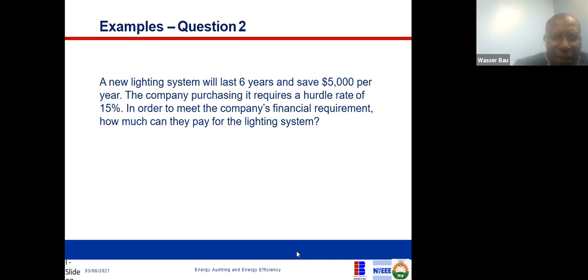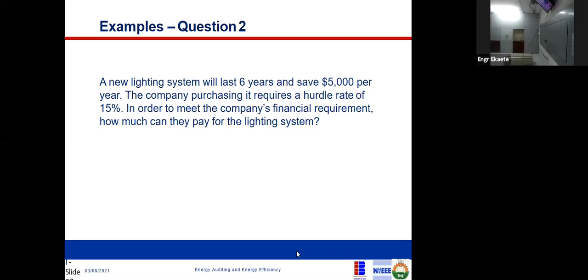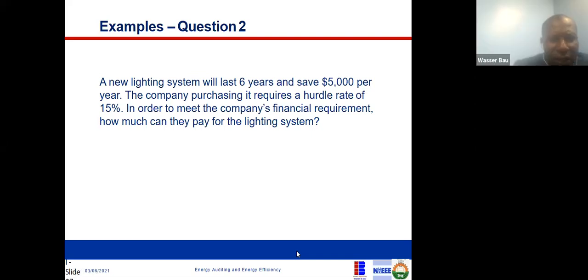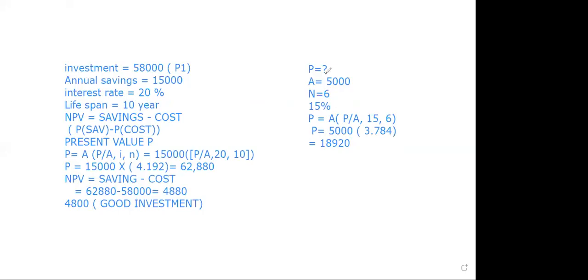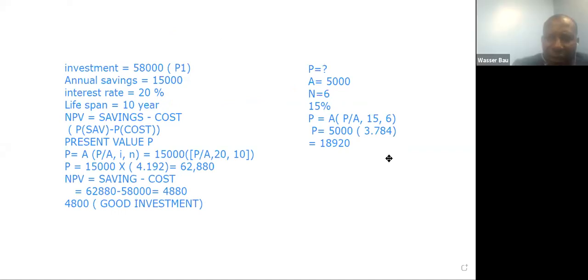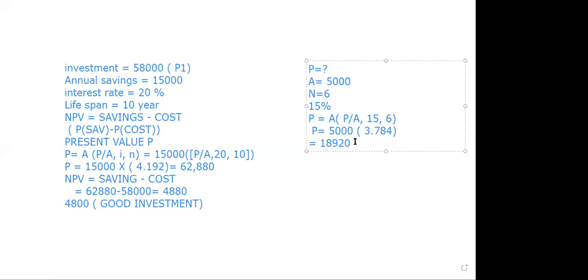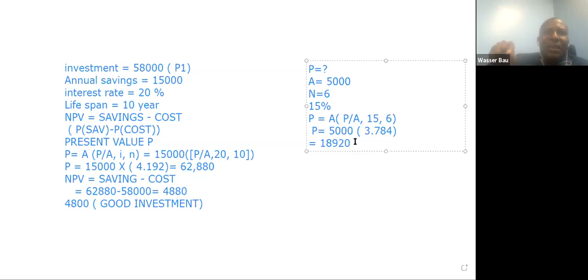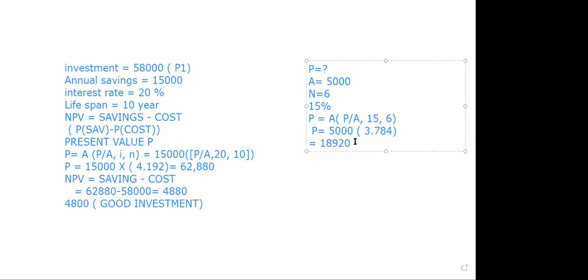The lighting system will last 6 years. It will save 5,000 per year, and the interest rate is 15%. So at the end of the day, we got 18,920. That means the proposal the investors are bringing must not be more than $18,920. If a company comes with a proposal of more than this, then the project is not sustainable. It means the project cannot pay for itself. It means that project must be rejected.